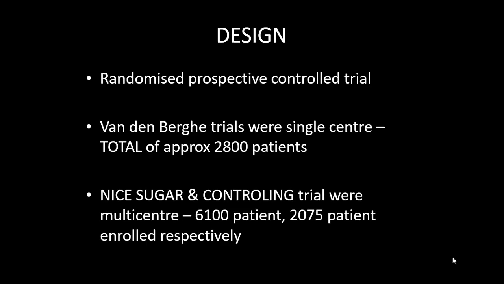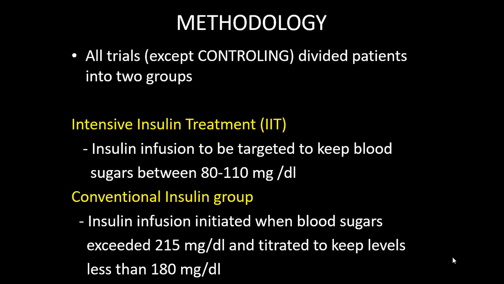This is the newer trial which has come into the picture. The Vandenberg trials were single-center trials. Around 2,800 patients were enrolled, and the NICE-SUGAR and the CONTROLLING trial were multi-center, with roughly 6,100 in NICE-SUGAR and 22,000 in CONTROLLING.